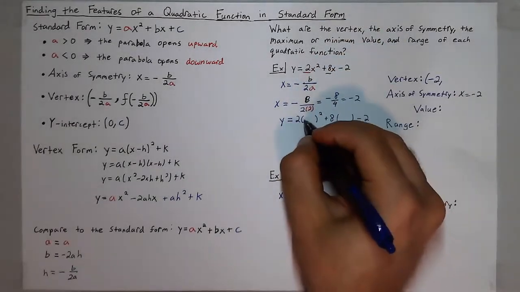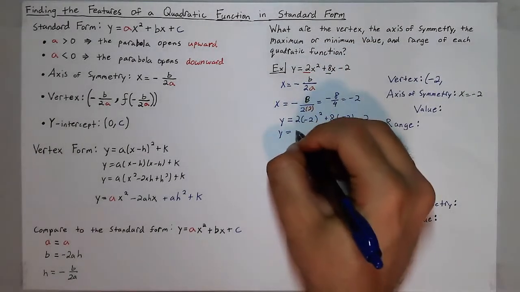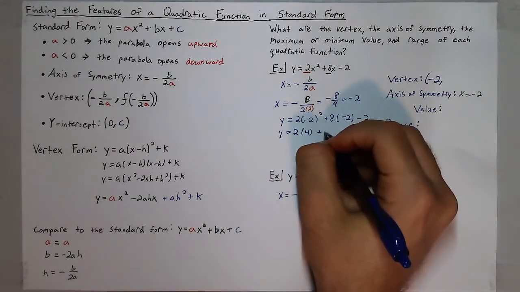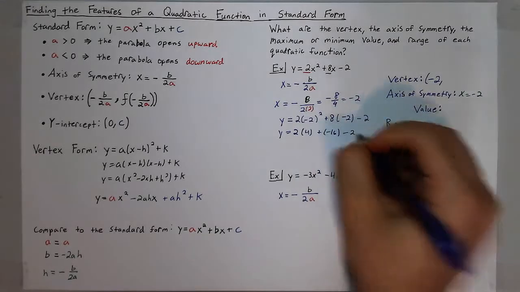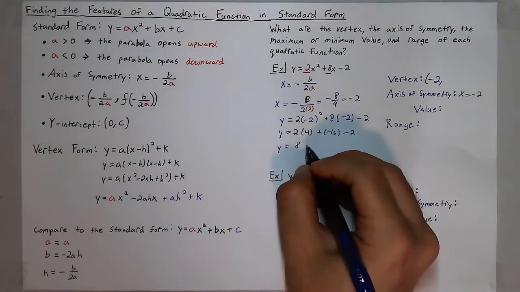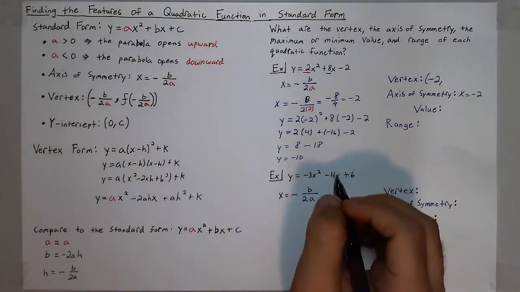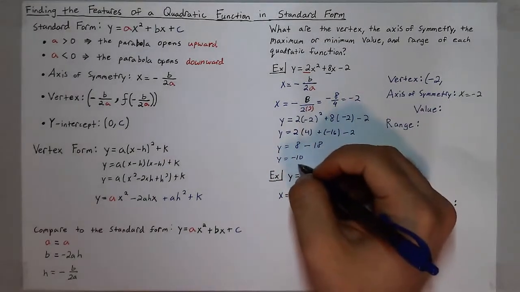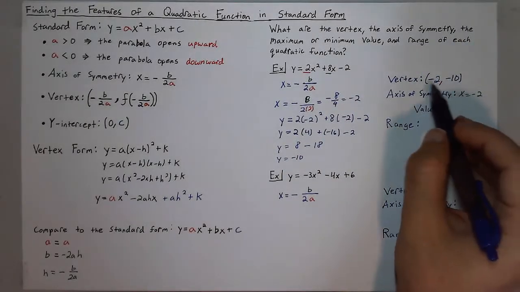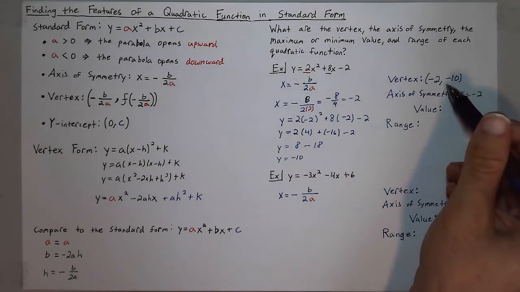So 2 times negative 2 squared plus 8 times negative 2 minus 2. So 2 times 4 plus negative 16 minus 2. That gives me 8. Negative 16 minus 2 is minus 18. So y equals negative 10. Now I know that since y is equal to negative 10 when x is equal to negative 2, that helps pinpoint what my vertex is. I know my vertex is at x equals negative 2, and by plugging it in, I see that my y value there would be negative 10.